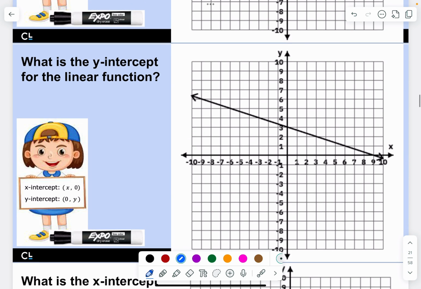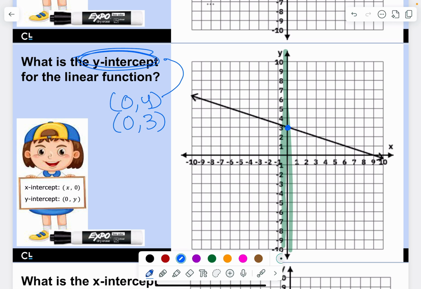Now right here it says y-intercept. So I'm going to pause and try to do this. So y-intercept is going to be on my y-axis, and it's going to be right here, 0, comma, 3. So 0, y, because it's our y-intercept.